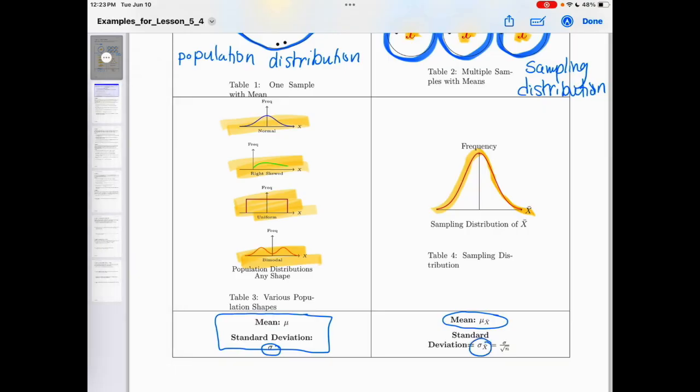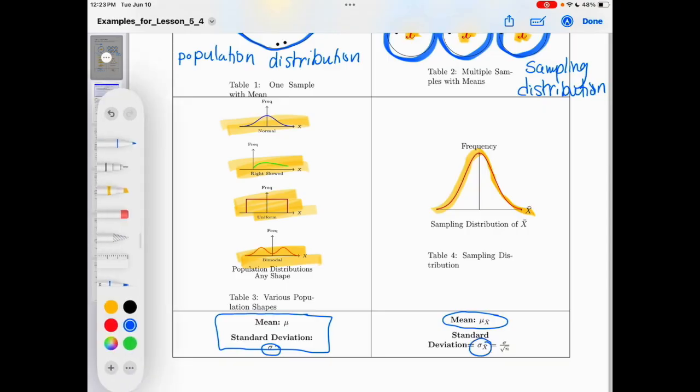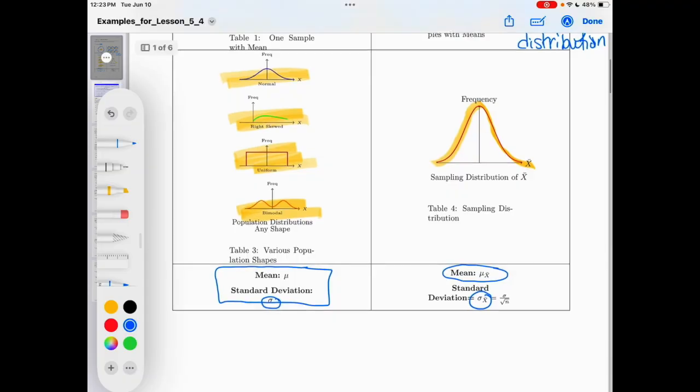Now, the mean of the sampling distribution and the mean of the population distribution should be the same. However, the standard deviation is going to change. The standard deviation of the sampling distribution is going to be whatever the standard deviation of the population distribution is, and then you divide that by the square root of the sample size. That's how you calculate the standard deviation of the sampling distribution.